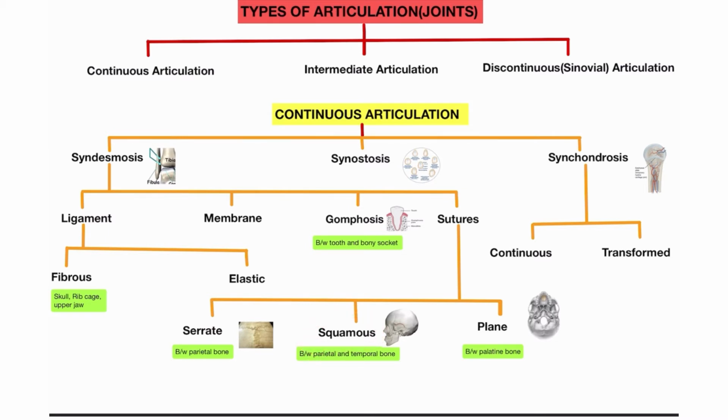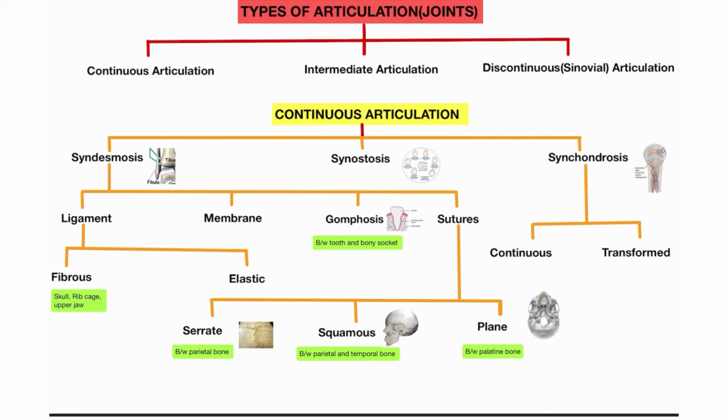Squamous suture, these are the sutures which are present between the parietal bone and the temporal bone. This is the parietal bone, this is the temporal bone. This is the example of the squamous type of suture. Plain type of suture is present between the palatine bones. Here you will see the plate of the palatine bone. In these cases, the suture present is called plain type of suture. So there are mostly three types of suture in syndesmosis: serrate suture, squamous suture, and plain suture.